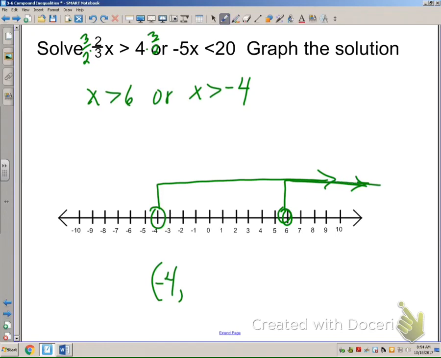So we can just write it as one simplified thing. Negative 4 goes up to positive infinity, not inclusive. So you don't have to have the "or" on this problem because it's already covered. It's starting at negative 4 and it's going on up past there. So everything that's greater than 6, I'm already including when I say greater than negative 4, because everything that's greater than 6 is also greater than negative 4.